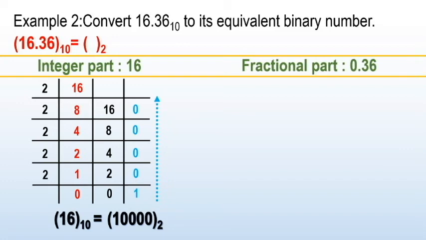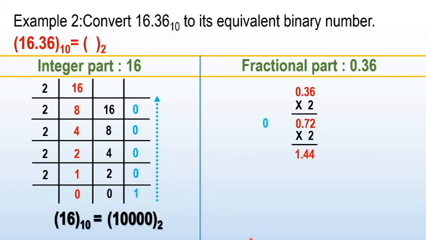Now let's start solving the fractional part. 0.36 multiplied by the new base, that is 2. So we get 0.36 multiplied by 2 is 0.72. Here we need to note down the integer part. Integer part here is 0, so we will take 0. Now this new fractional part we need to multiply by 2 again. So 0.72 multiplied by 2, we get 1.44. Here the integer part is 1 and the fractional part is 0.44.